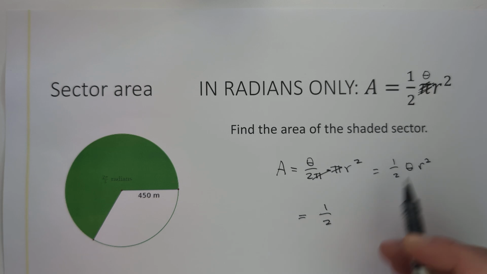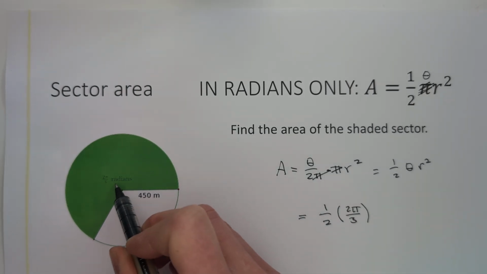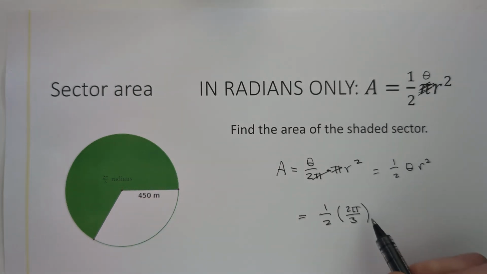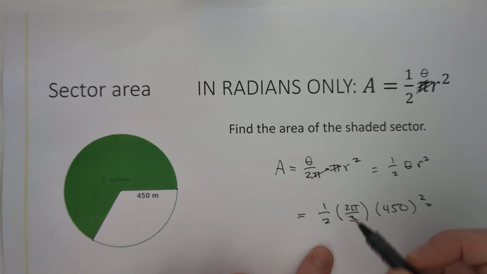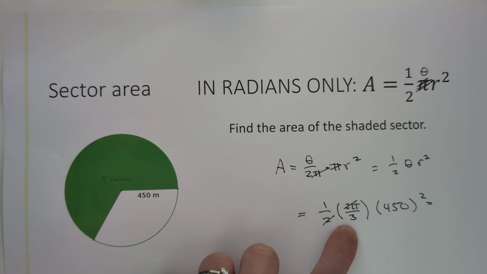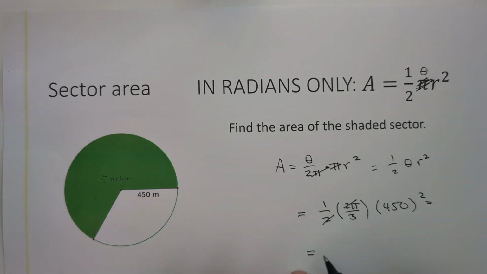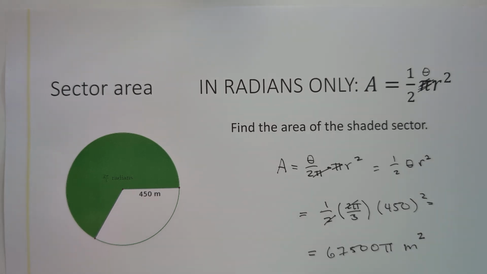And 1/2 theta is 2 pi over 3. Sometimes, again, you'll see this reduced to rad, if just to be explicit, but you don't need to, times 450 meters squared. This is absolutely a calculator problem with the 450 squared. And again, it wants the exact value, so you will need to keep it with the pi. 67,500 pi meters squared. Okay, pretty straightforward.